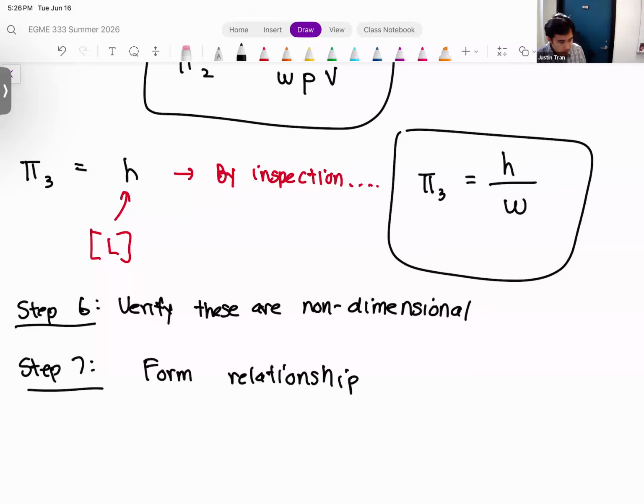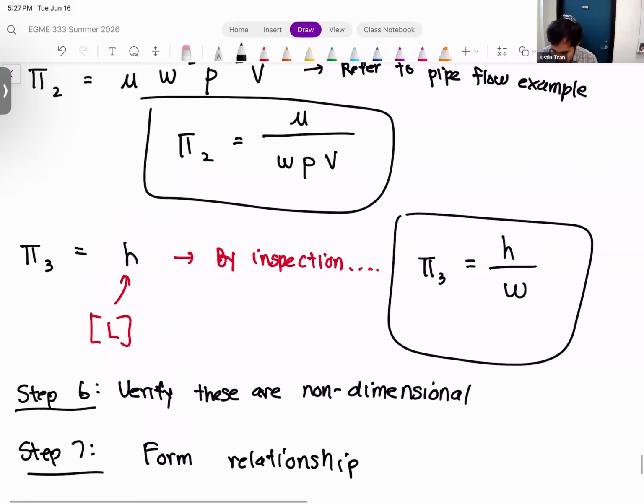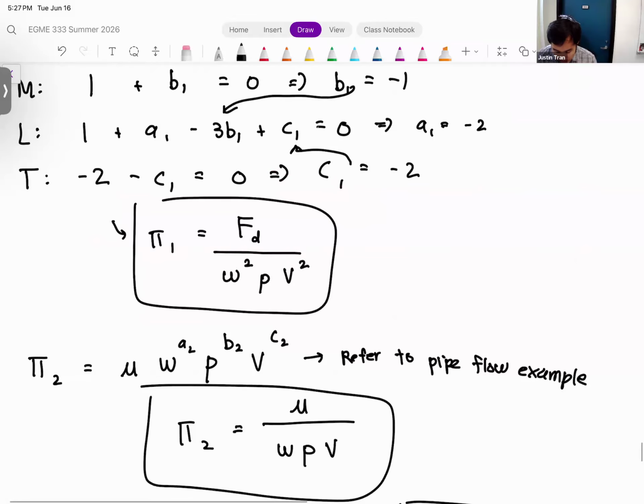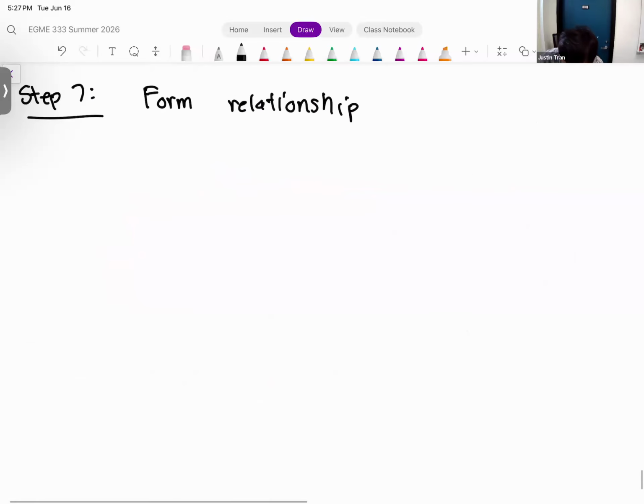Okay. Right, so remember for the relationship, we are going to take our non-dimensional group that has our dependent variable, which in this case is the drag force, put that on one side of the equal sign, and all of our independent pi terms will be on the other. Okay, so our pi term associated with our dependent variable is our drag force. Okay, so we have drag force divided by the width squared times our density times the velocity squared.